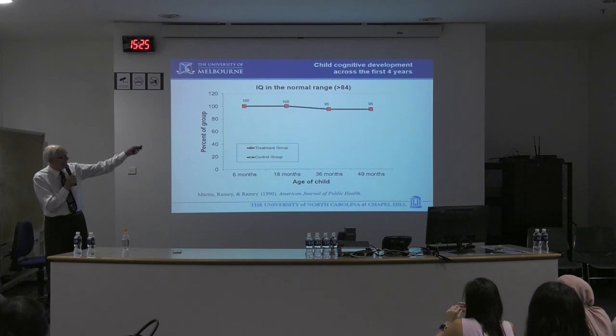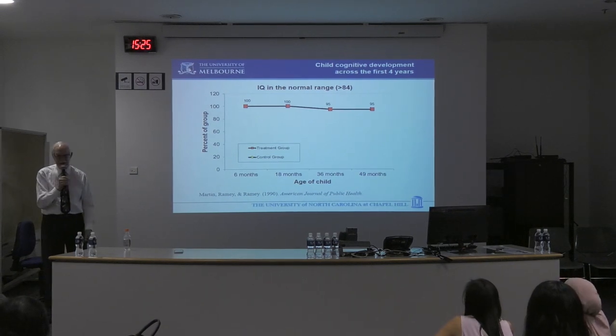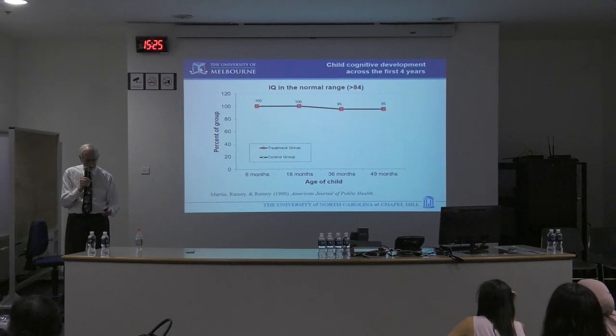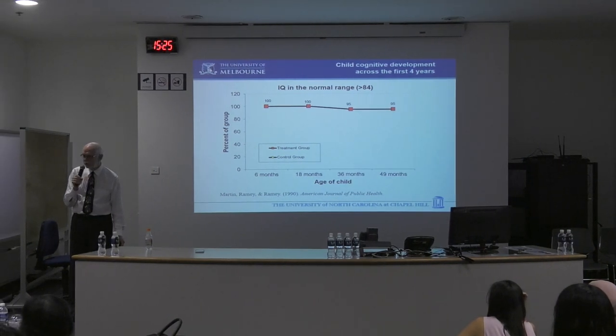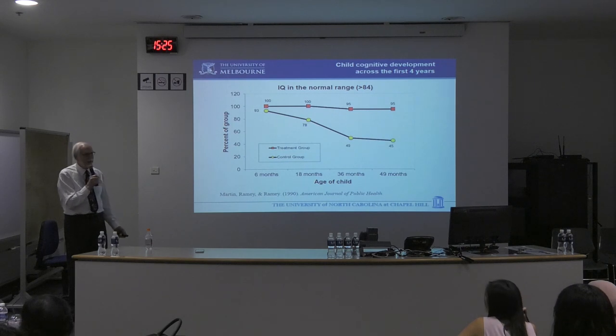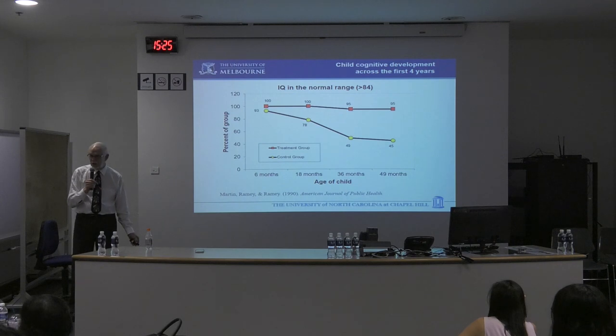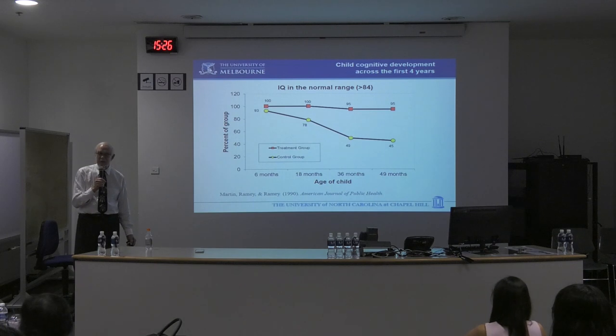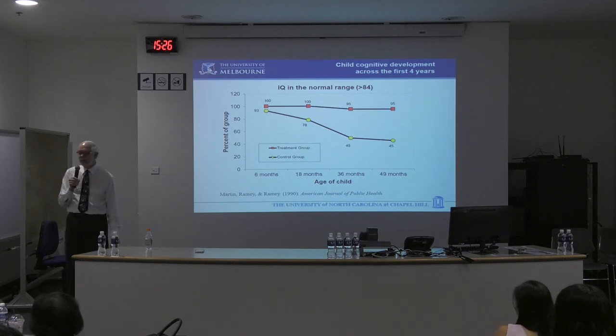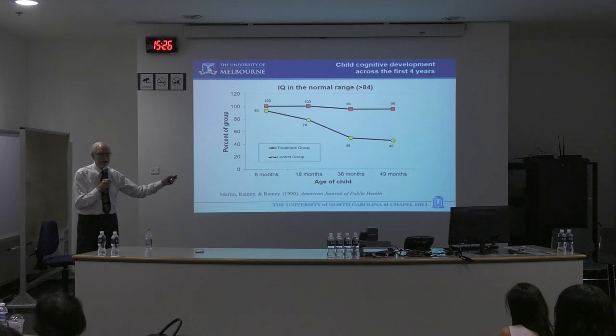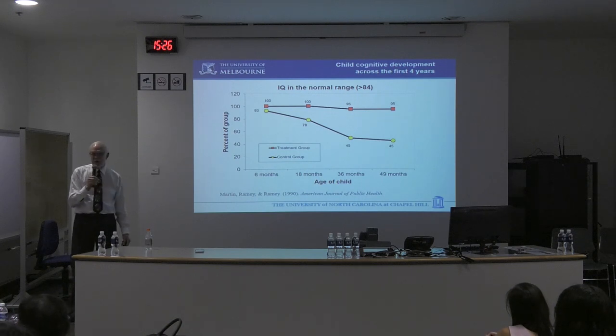A few of them drop out as time goes by, but that happens in the general population as well. But this is what happened with the untreated group. They simply went progressively downhill, and by this time, for example, here, 45% of them are in the normal range, which means 55% of them were below the normal range. So that's bad news. We don't want that many kids by age 49 months to be dropping out of the normal range of cognitive development.